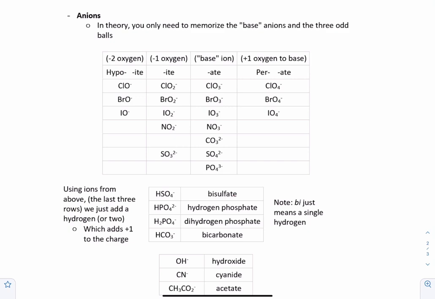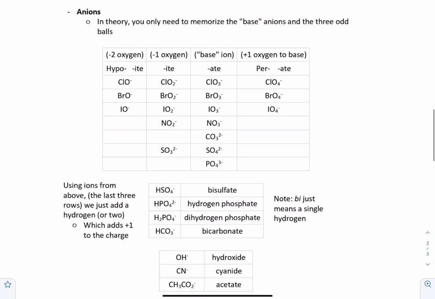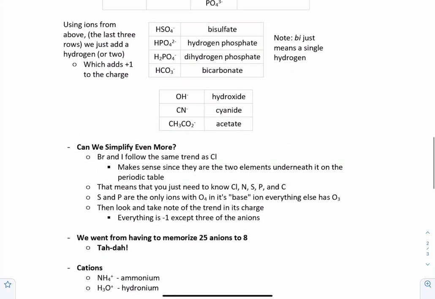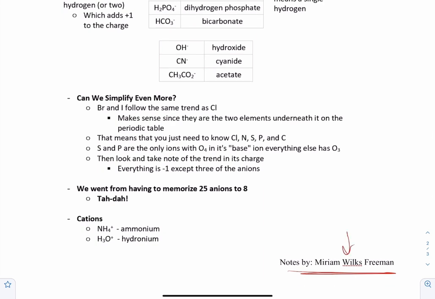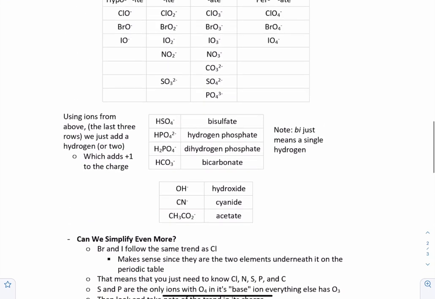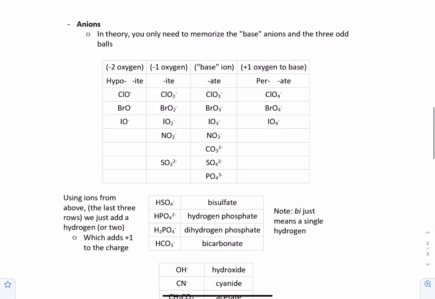So what I'd like to do is use a pattern that we see throughout these names. You're welcome to take a screenshot of this sheet; I'm not able to upload it to YouTube in the description section in any way. This was made by a student I had in my section a while ago, named Miriam Wilkes Freeman. She's a brilliant student, and she made this chart to help us memorize the polyatomic ions in a way that was simpler than straight memorization.